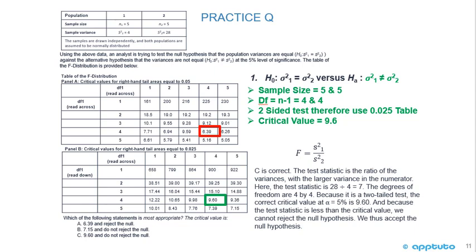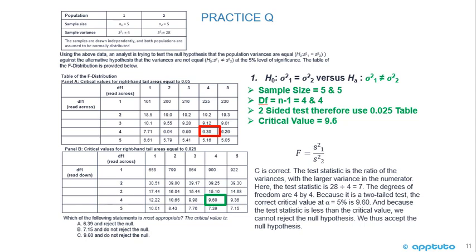The second thing is that we saw that the sample sizes were 5 and 5, so you need to know your degrees of freedom, which is always n minus 1. So we're looking for the row 4 and the column 4. So you can see that A was giving us the 6.39, but no, that's wrong because you would be using the 5% panel A, and we know that we needed to use the 0.025.